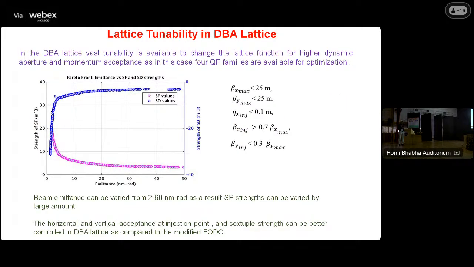Now you can see that in the DB lattice we can vary this. We can increase from 2 nanometer to 50 nanometer, and we can also reduce the distance from 30 to very small, 5 or 6. So we can place the objects in a body.